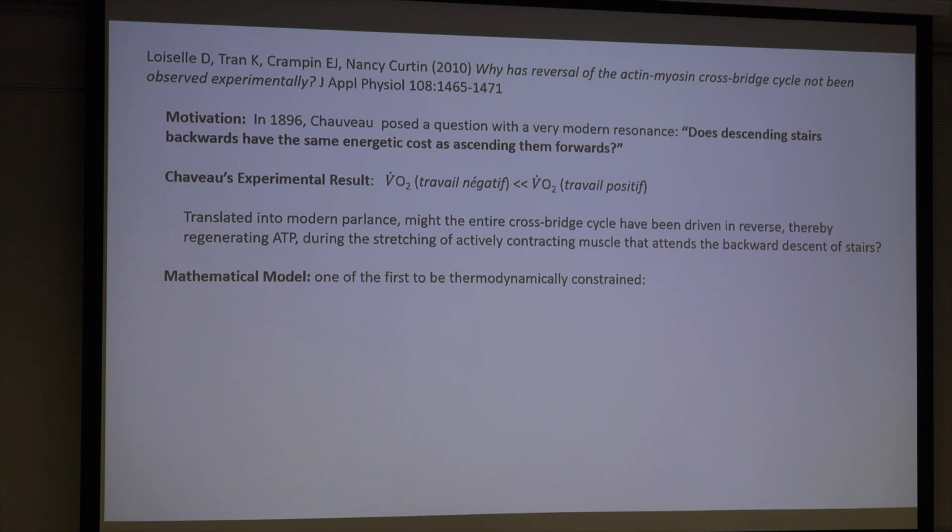Got a bunch of volunteers. He put a Douglas bag on the back. He measured the oxygen consumption of the two, and he found that the oxygen consumption of negative work was very much less than that of positive work. Translated into modern parlance, I thought, might the entire crossbridge cycle be running in reverse here, regenerating ATP as you go down the stairs backwards?